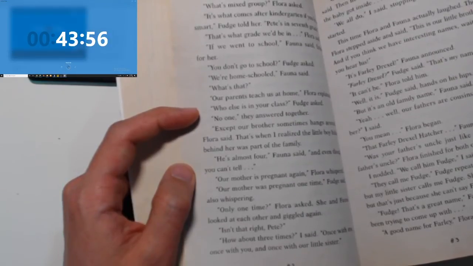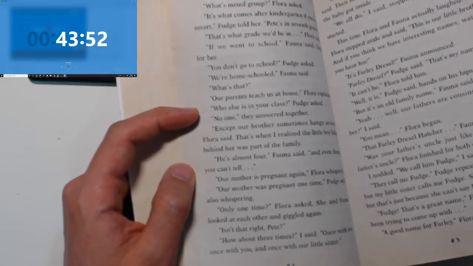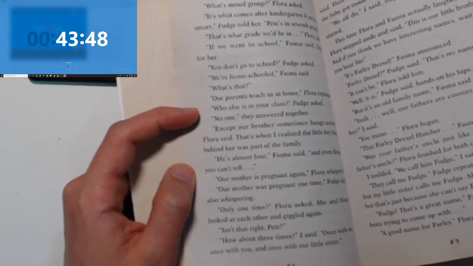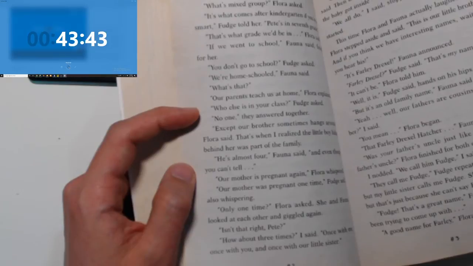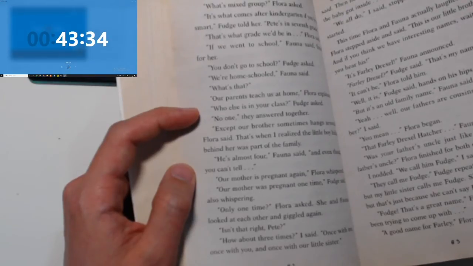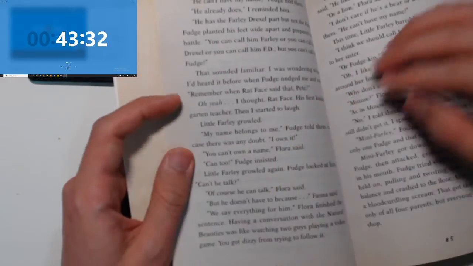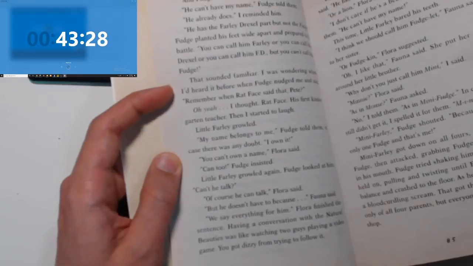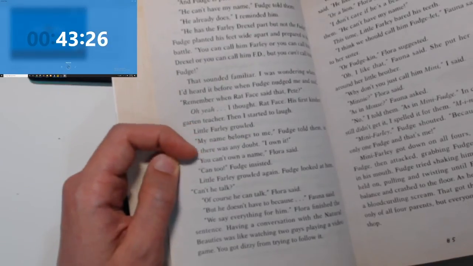Fudge repeated, "Everybody but my little sister calls me Fudge. She calls me Foo, but that's just because she can't say Fudge." "Fudge, that's a great name," Fiona said. "We've been trying to come up with a good name for a family," Flora said. "And Fudge is perfect," Fiona added. "He can't have my name," Fudge told them. "He already does," I reminded him.